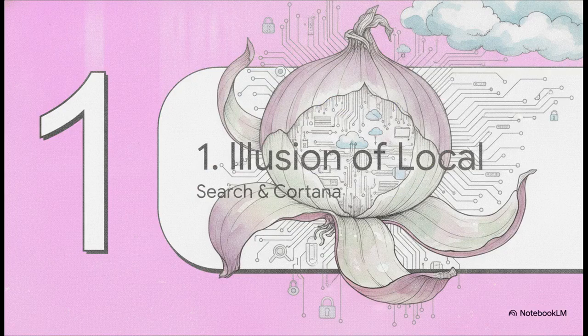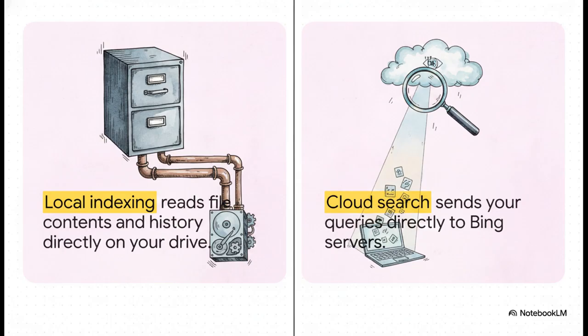Section 1. The illusion of local search. There's a pretty stark contrast between what we expect to happen and what actually happens. When you think of local search indexing, you probably assume Windows is just looking at file contents and history directly on your local drive, right? But Cortana Cloud Search flips that script entirely. It actually takes your queries and beams them directly to Bing servers.